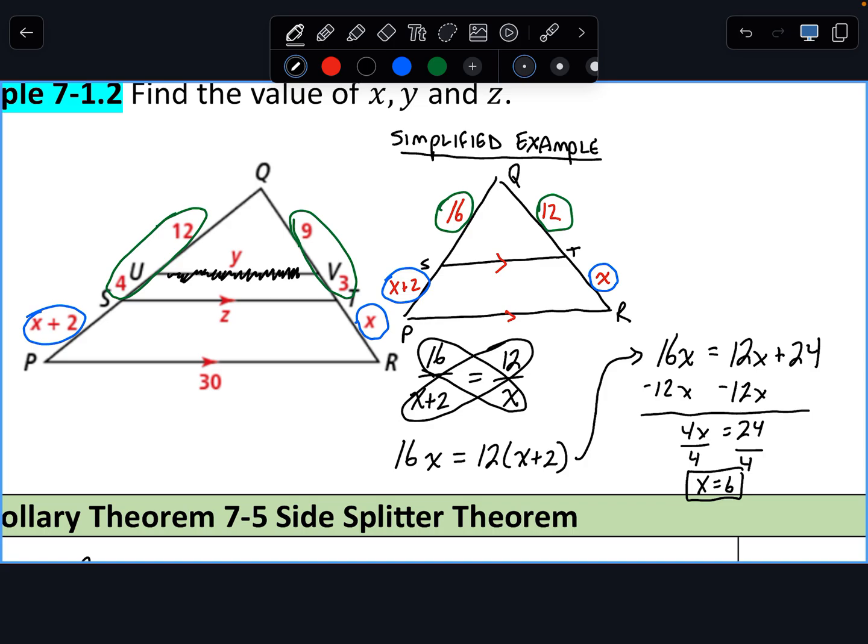Now, if I plug that x value in, I'll be able to clearly see the relationship. On the right-hand side, TR, that's x, so that's just 6. And on the left-hand side, PS is x plus 2, or 6 plus 2, which is 8. So now look at the relationships between these numbers. On the left side, 16 is twice the size of 8. And on the right side, we have a matching relationship. 12 is twice the size of 6.